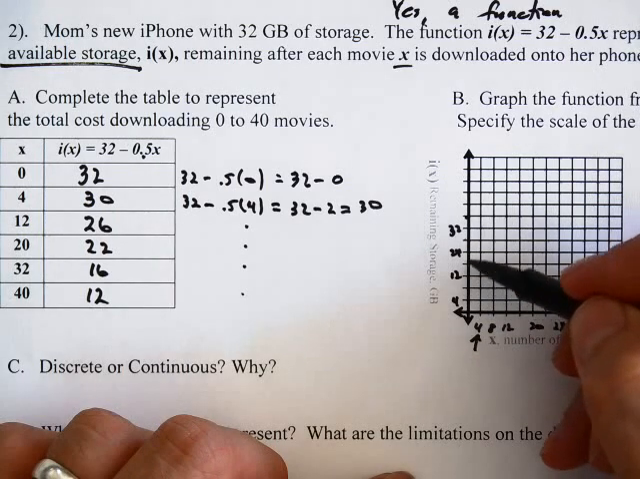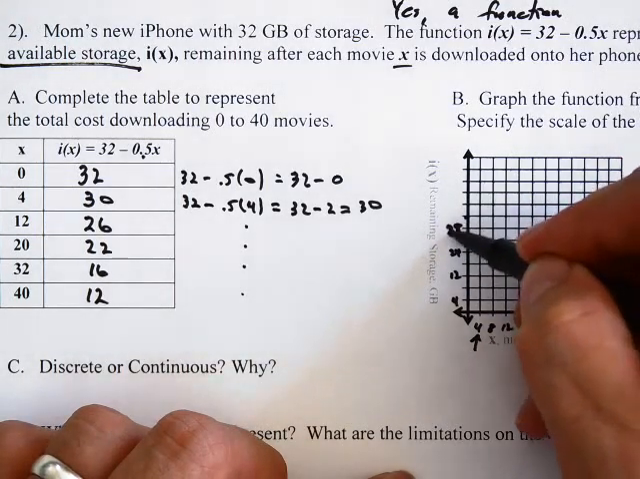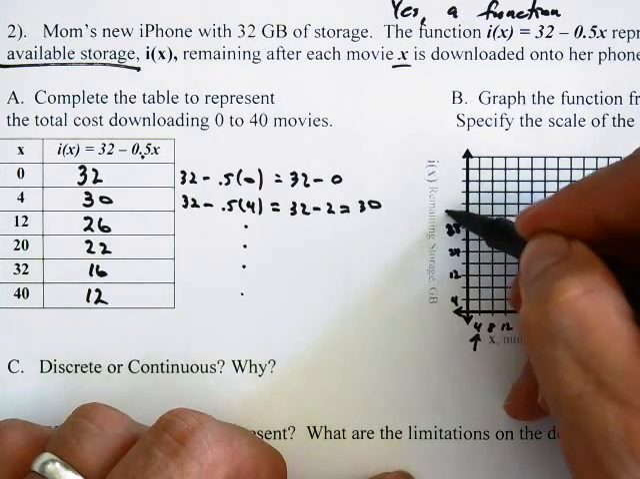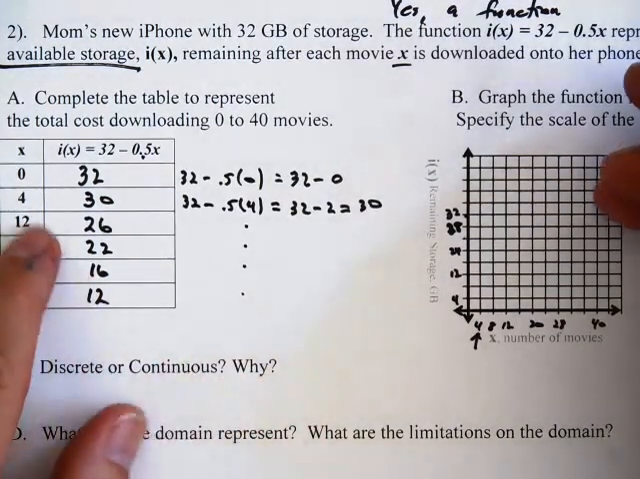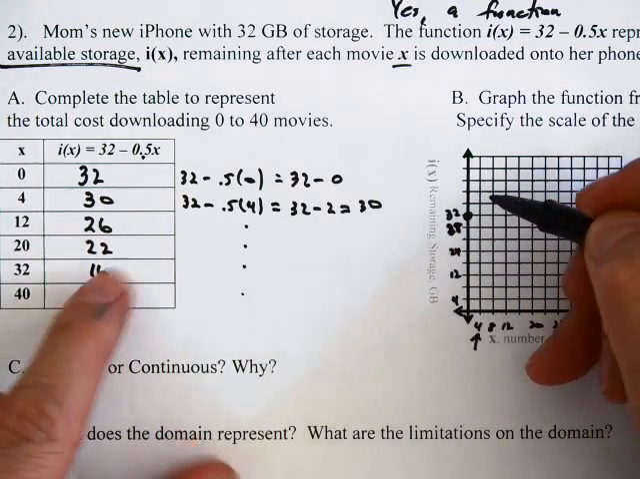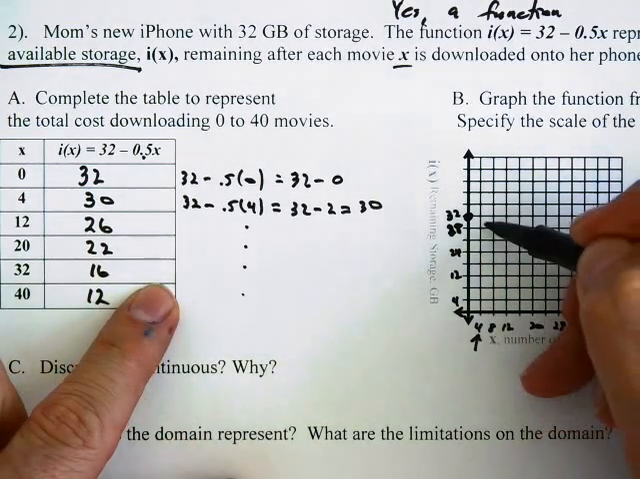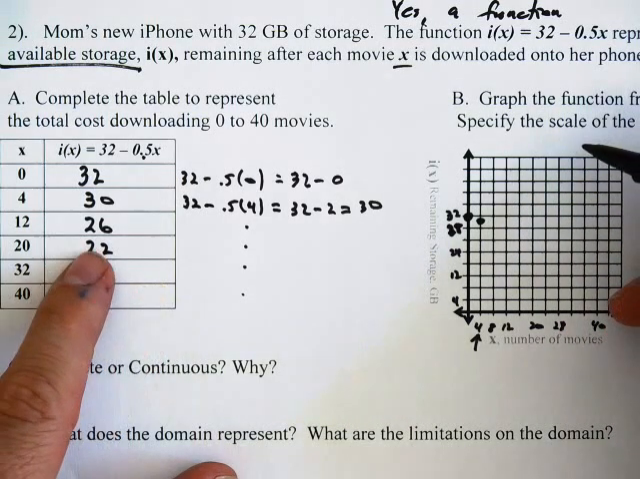1, 2, 3, 4, 5, 6, 7. Oh, I messed up. That's 28. Good thing I counted. 28 and then 32. Okay? Sorry about that. A little messy, but we got it. All right, so let's plot these ordered pairs. At 0, it's 32. At 4, it's 30, which is halfway between 28 and 32.